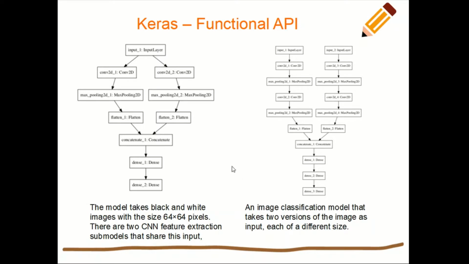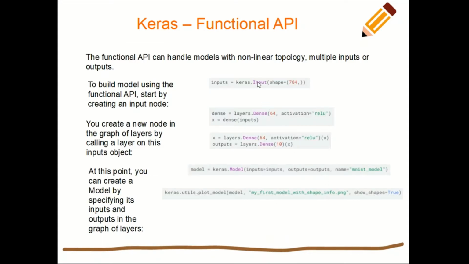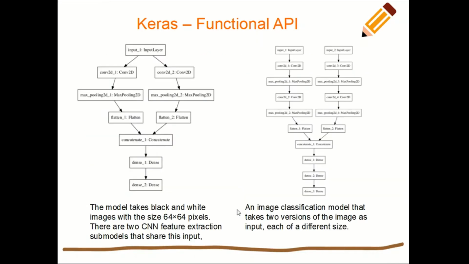So the key thing to take away from here is we can create nonlinear topologies which can take multiple inputs, which can have multiple outputs using the functional API. And as you have seen earlier, it is not very difficult. We just have to create an input and then pass it to another layer. You get an output. That output is something that you use as an input to a different layer. Okay, so it is very easy to use, but it is very powerful at the same time.